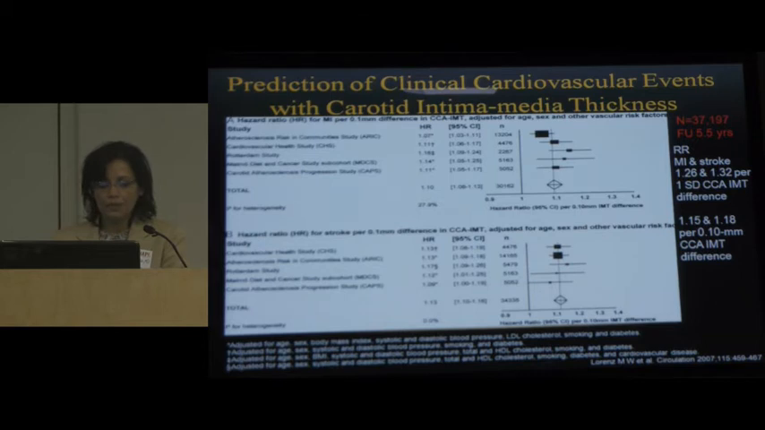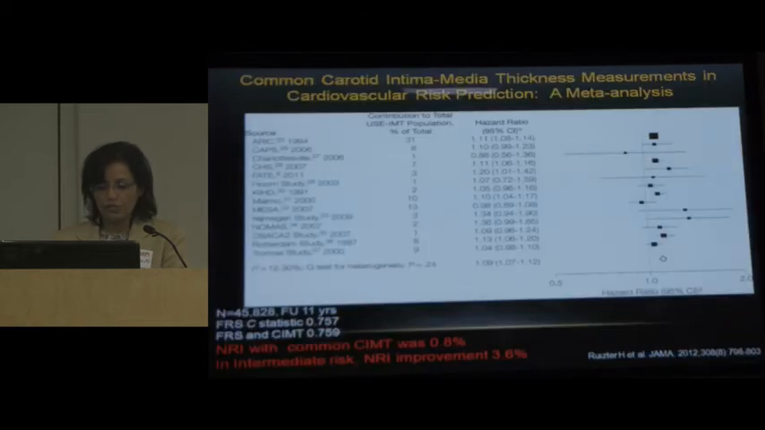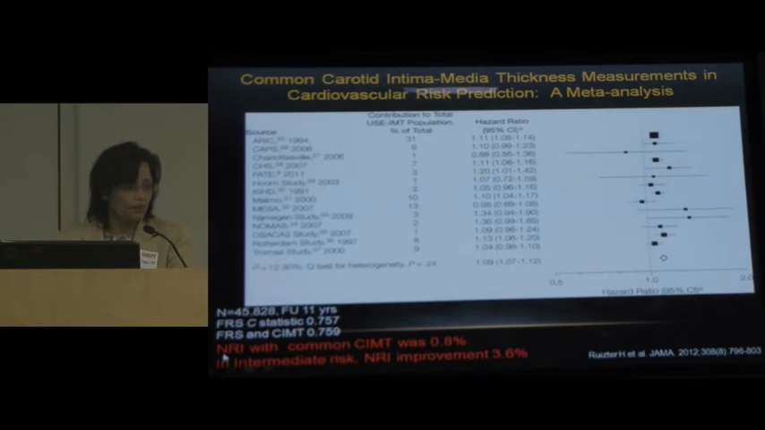Now, as opposed to that data that I just shared with you, if you look at this study, which is again looking at all the studies that at least measured the common carotid artery IMT. They just looked at those studies and they just looked at the data from common carotid IMT. They ignored the bulb, they ignored the ICA, they ignored the plaques. When you look at this kind of meta-analysis, it appears that CIMT does not add anything to risk prediction when added over and above Framingham risk score.